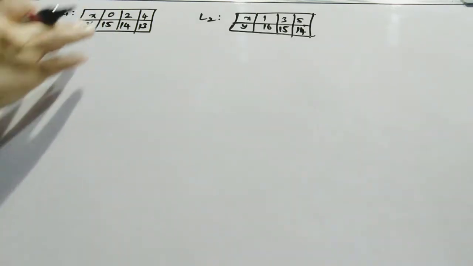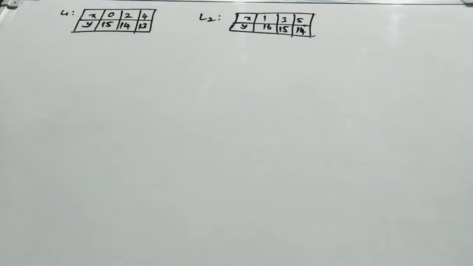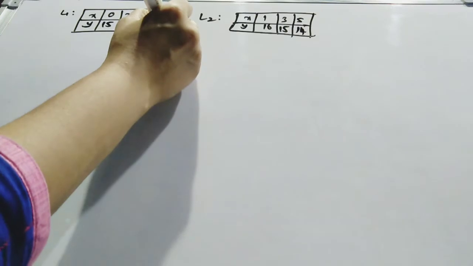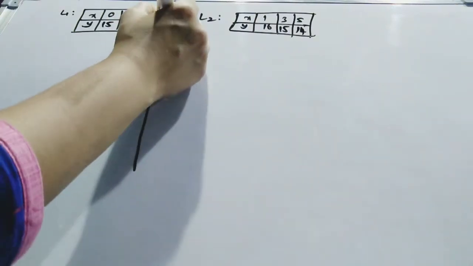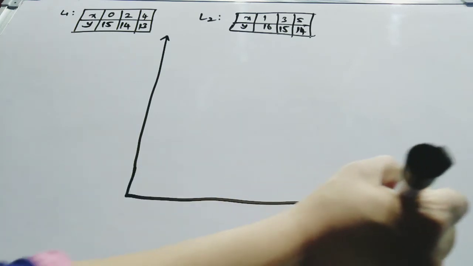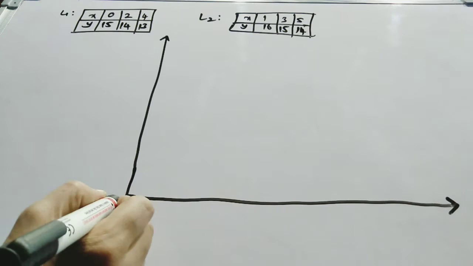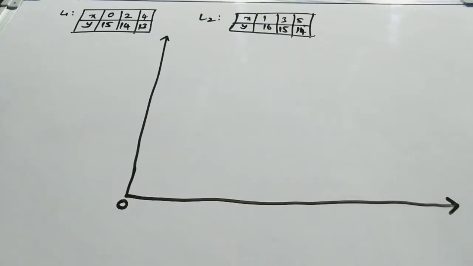What is the maximum value of x? It is 5. What is the maximum value of y? It is 16. So you can take up to 20. It is better to use graph paper for plotting the dots to get a straight line. I am using a rough graph.